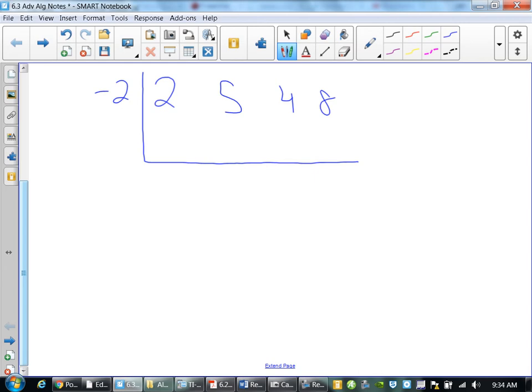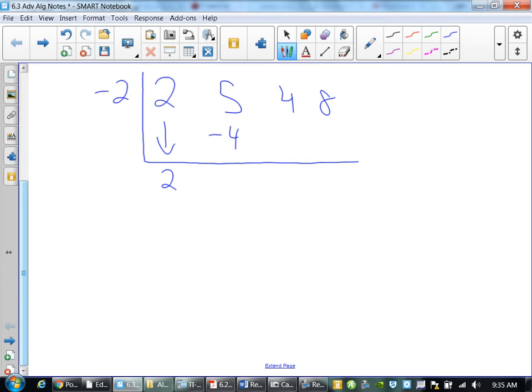Drop the 2 here. Why are we doing that? This is how you do this. The first step is just drop the 2. What's 2 times -2? I write that there. This is just how the process works.